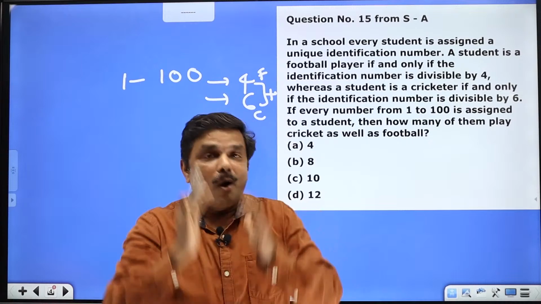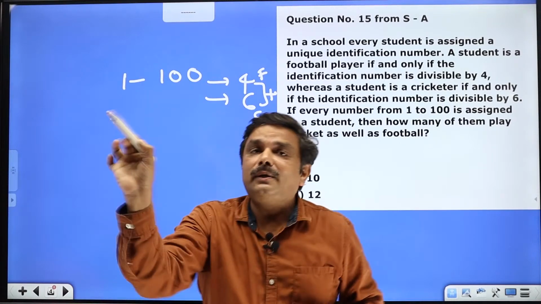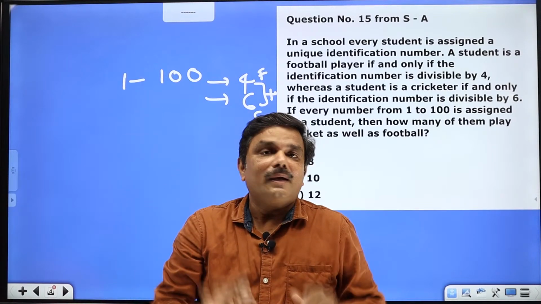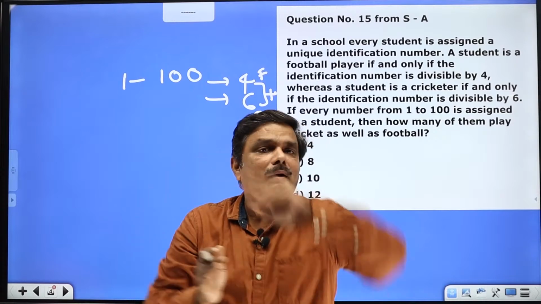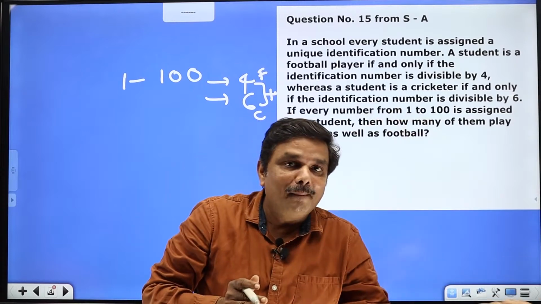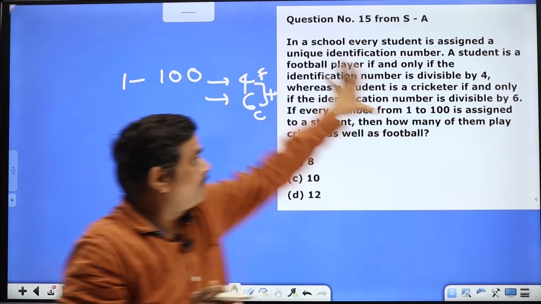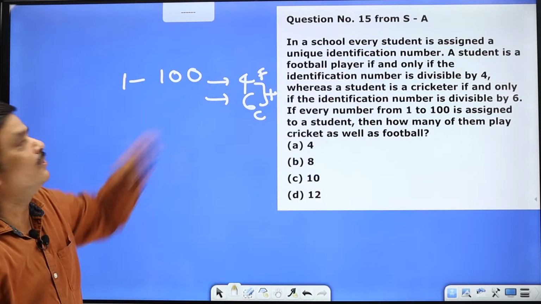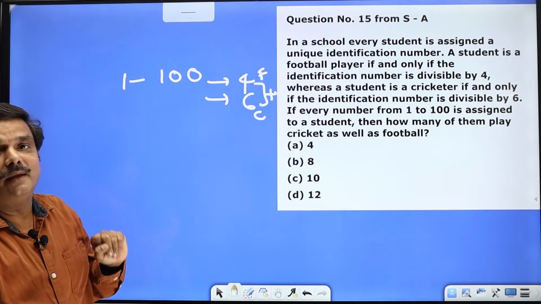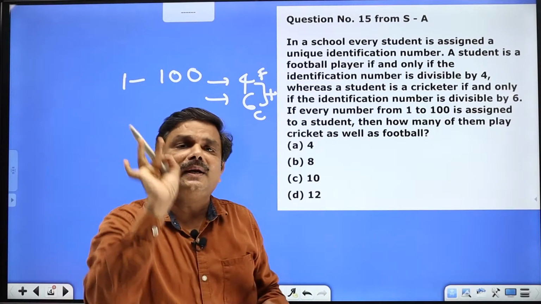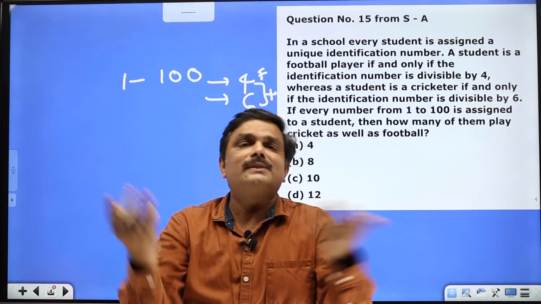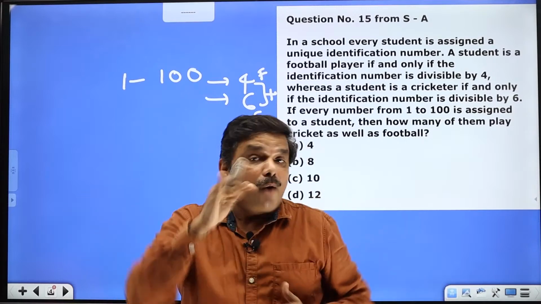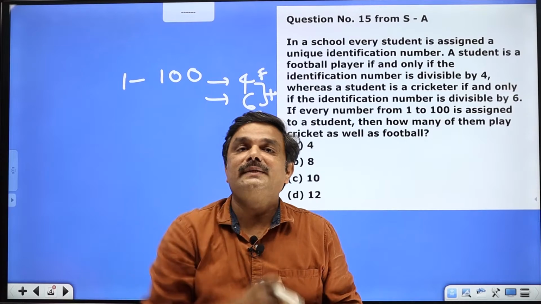So here, always remember, students, they give the terminology in a different way. Keep the terminology aside. Convert that verbal data to mathematical language. After reading this, I've converted that to mathematical language in this way. 1 to 100 numbers are there. How many numbers are commonly divisible by 4 and 6? That's going to be my answer. How to get numbers commonly divisible by 4 and 6?